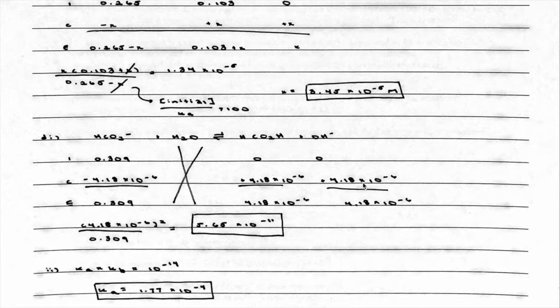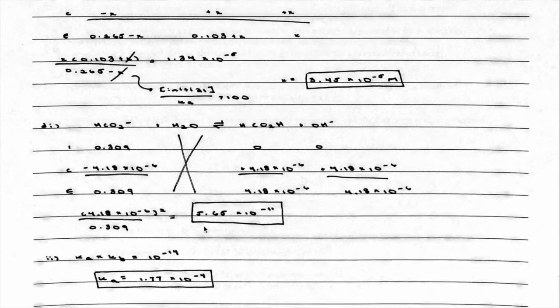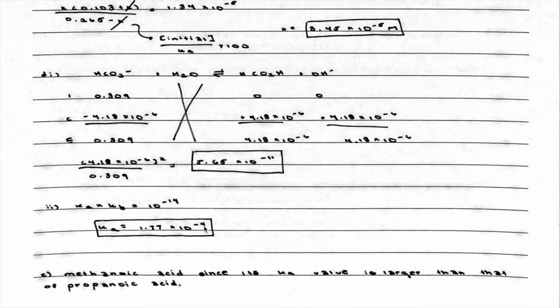Therefore, when I'm solving for Kb, remember Kb is going to be the concentration of this acid times the concentration of OH minus divided by the concentration of HCO2 minus. So when I solve that, I get 5.65 times 10 to the negative 11th. To solve for Ka, I just need to take 10 to the negative 14th and divide it by 5.65 times 10 to the negative 11th. And that'll give me my Ka value, which I got here, 1.77 times 10 to the negative 4th.